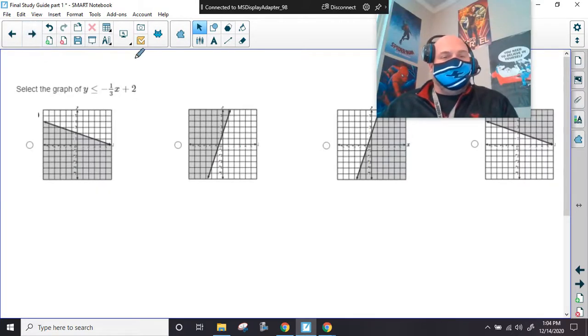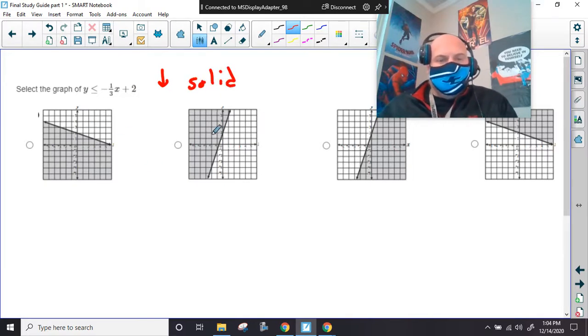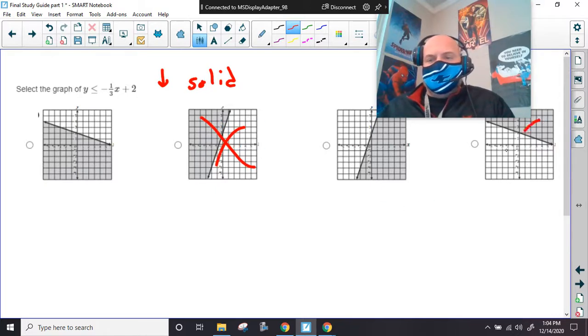All right. So things that we know about this. We know this should be shaded below because the y is not being eaten. We know it should be a solid line. Okay. So this is shaded above. This one's out. This one's out.